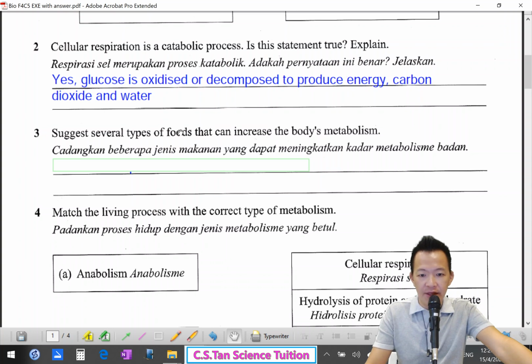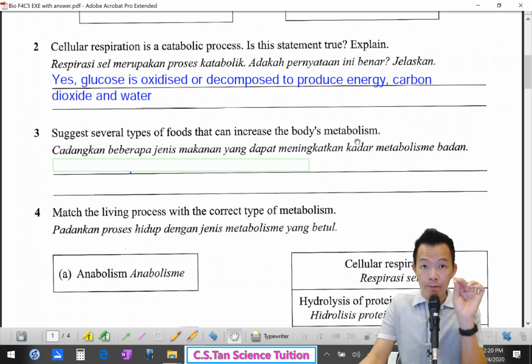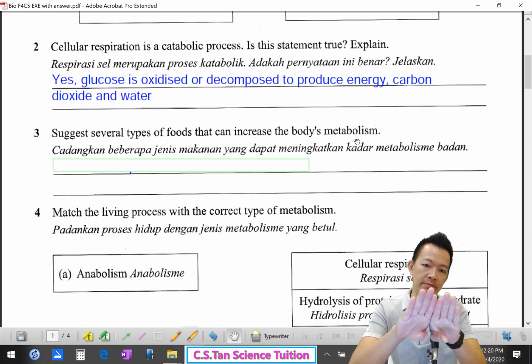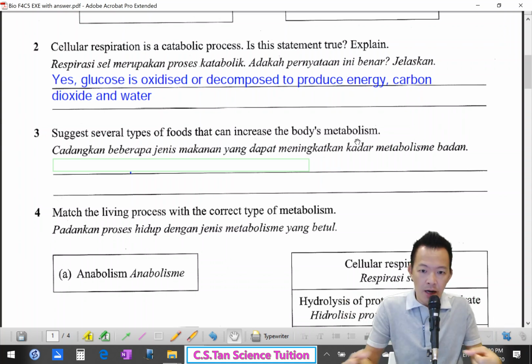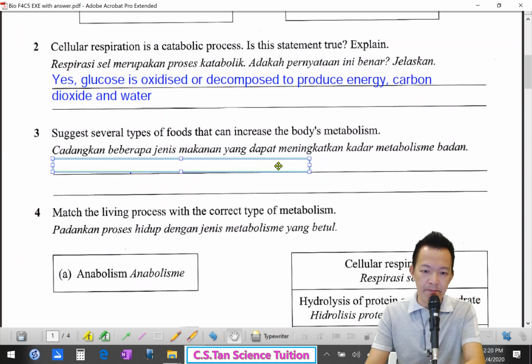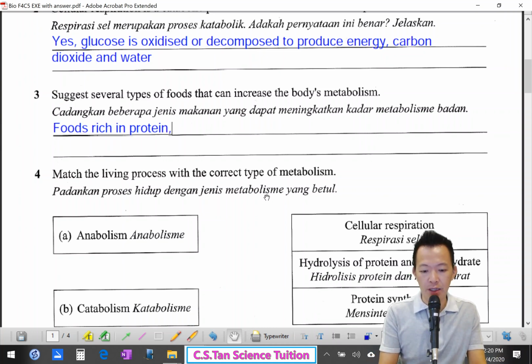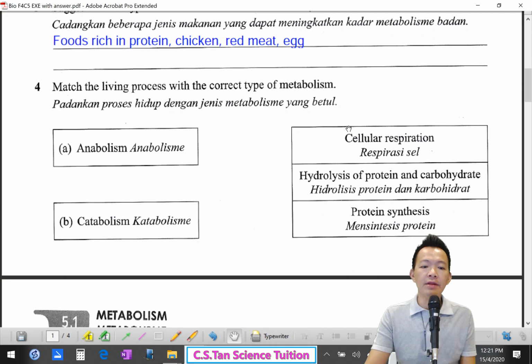Number 3. Suggest several types of food that can increase body metabolism. If you want to build your body, join simple materials to become complex compounds, or build your muscle, you had better eat more protein, 你应该吃更多的蛋白质. So foods rich in protein, for example chicken, or red meat, 红肉, or maybe egg, 要不然就蛋, whatever.